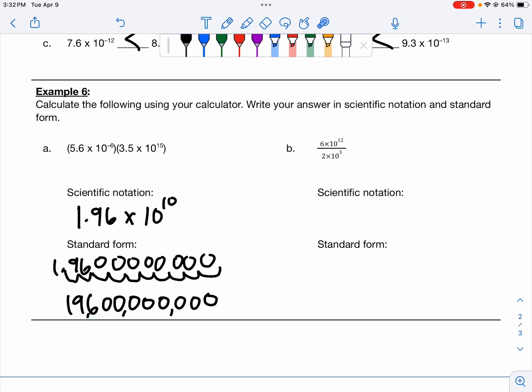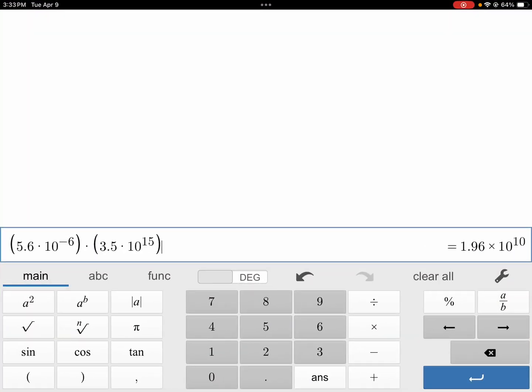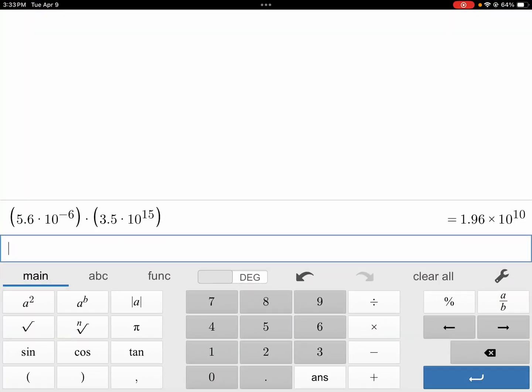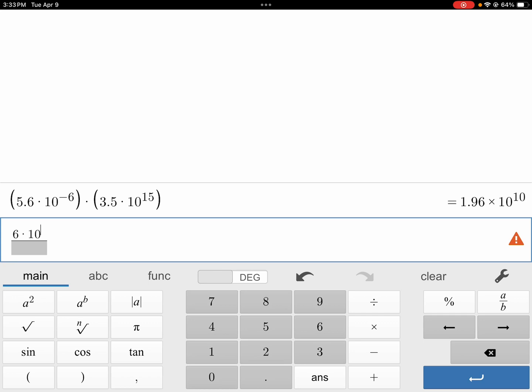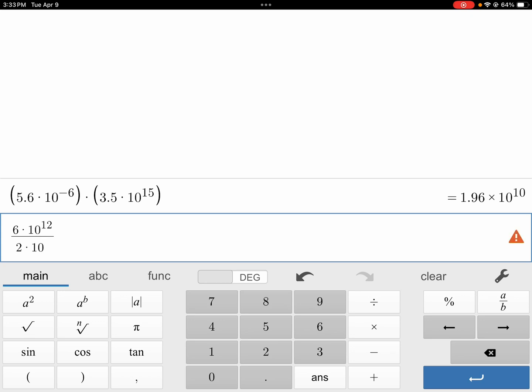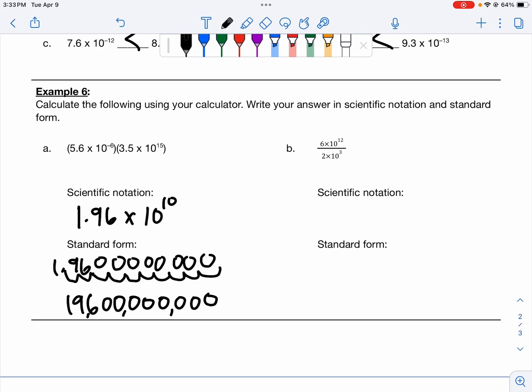All right, let's do some division here. 6 times 10 to the 12th divided by 2 times 10 to the 3rd. So what we have to do here is give ourselves a fraction first. The fraction is over there under the wrench, the a over b. So we're going to have 6 times 10 to the 12th over 2 times 10 to the 3rd. And this will end up giving us 3 times 10 to the 9th.